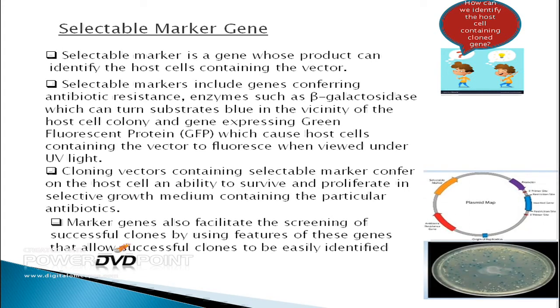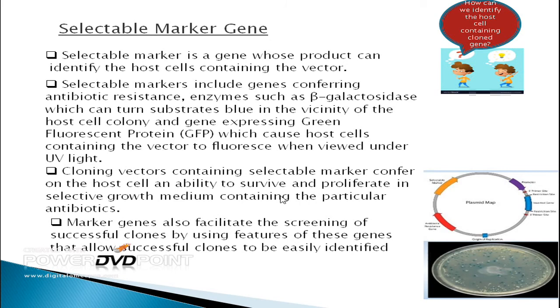A selectable marker is a gene whose product can identify the host cells containing the vector and which in turn contain the foreign DNA. The selectable markers include genes conferring antibiotic resistance, genes which code for enzymes such as beta-galactosidase, which can turn substrates blue in the vicinity of the host cell colony, and also genes expressing green fluorescent protein or GFP, which cause the host cells containing the vector to fluoresce when viewed under UV light.